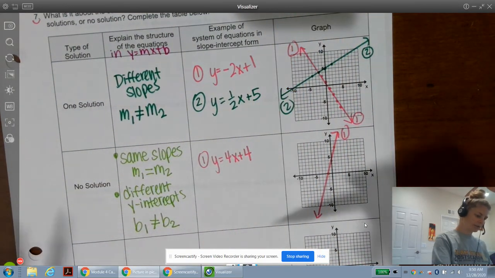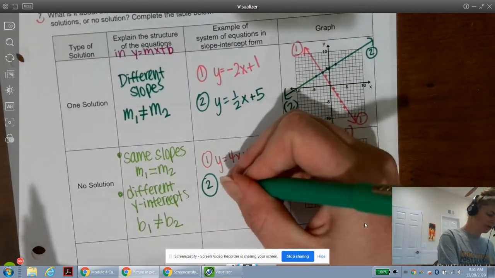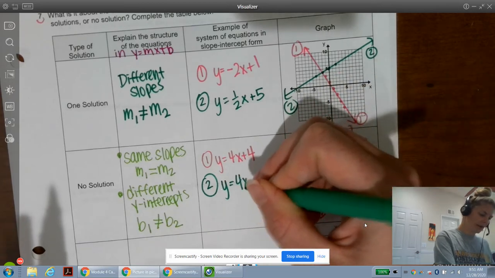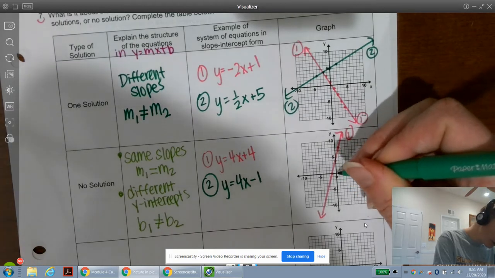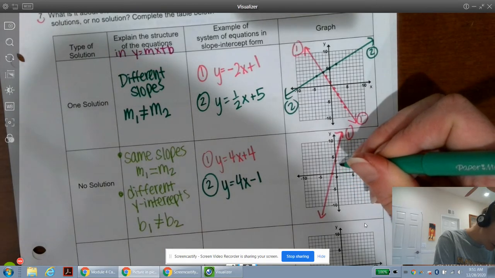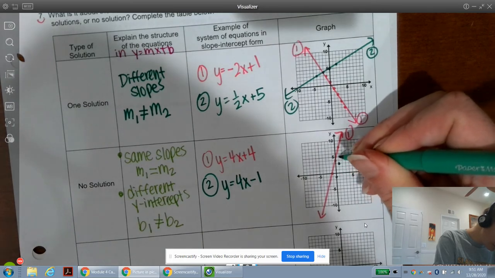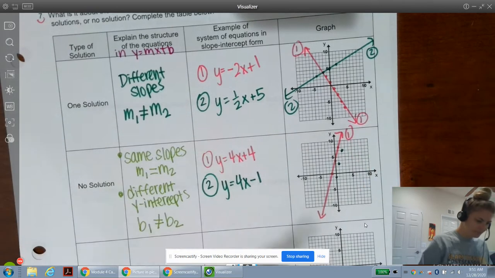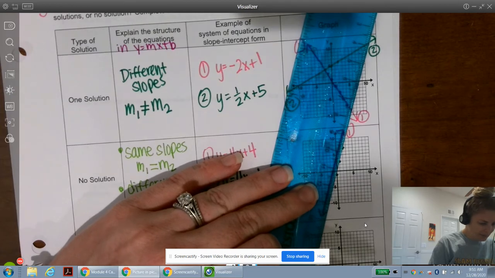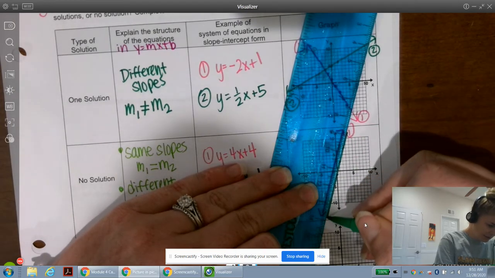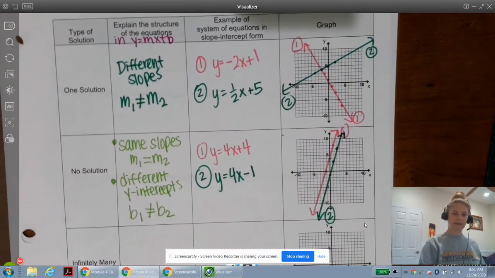And my second equation, remember we need the same slopes but different y-intercepts. So I'm going to use y equals 4x minus 1. So I'm going to go to negative 1, and then I'm going to go up 4. 1, 2, 3, 4 over 1. And I can clearly see that these are going to be parallel. I can justify that using the equations, and I can see that with the graph.